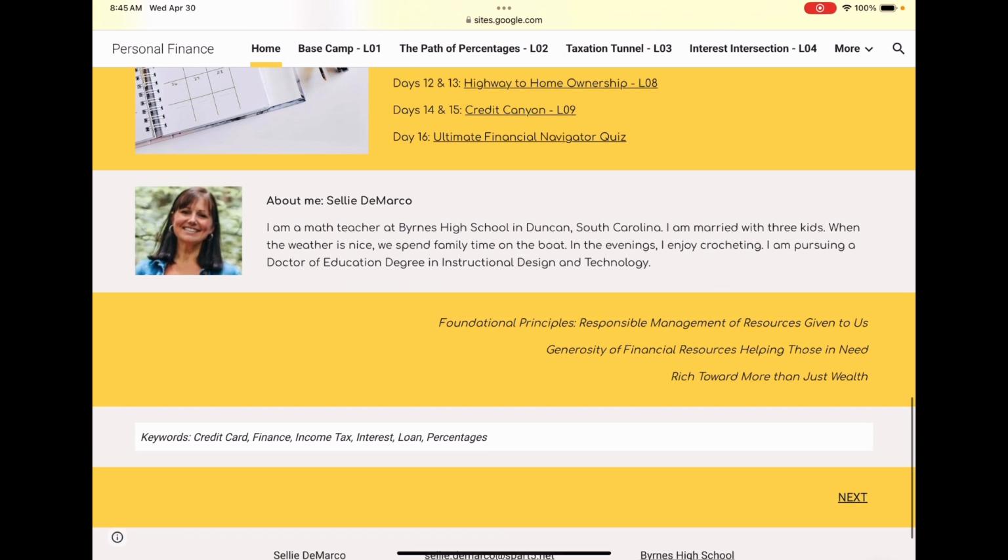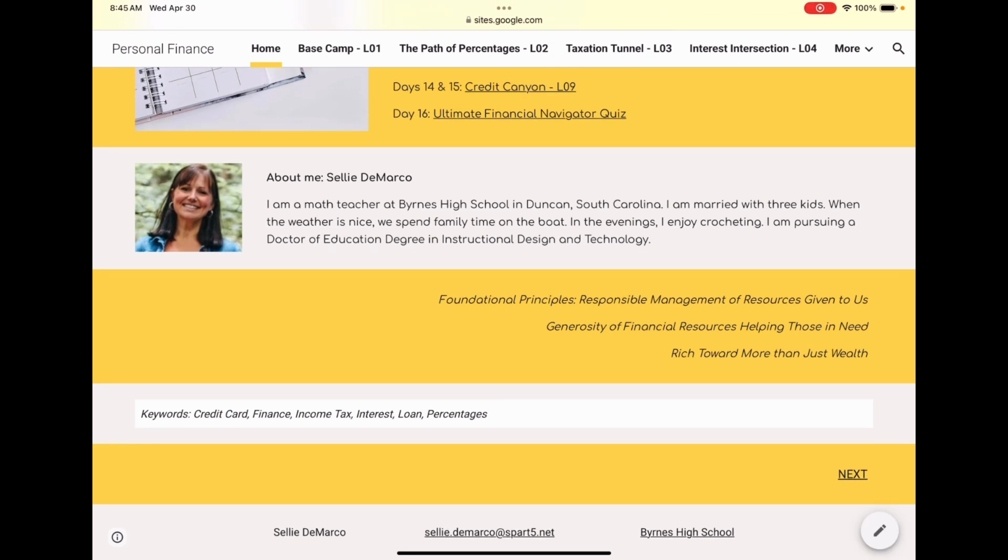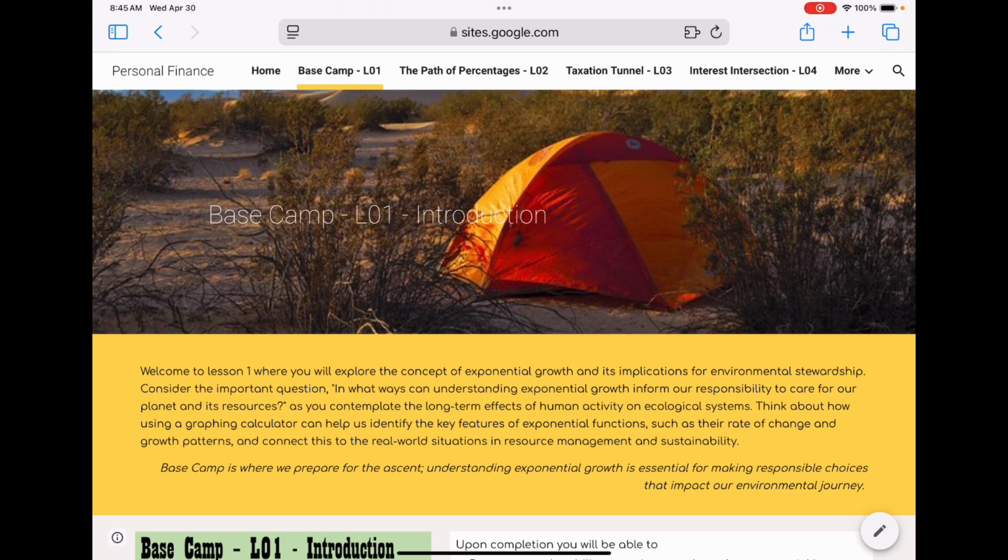And there is the introduction. And those are our overall foundational principles, which each lesson will then map back to one of those, to make it a little more clear how it satisfies those overall principles that we're working towards. And then of course at the bottom, keywords is for that keyword search. So I'm going to go ahead and click on Lesson 1, Basecamp. So let's move on to the Basecamp.